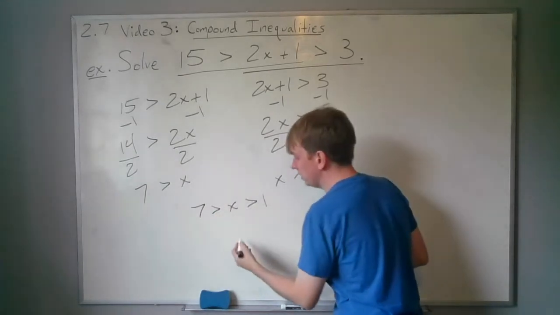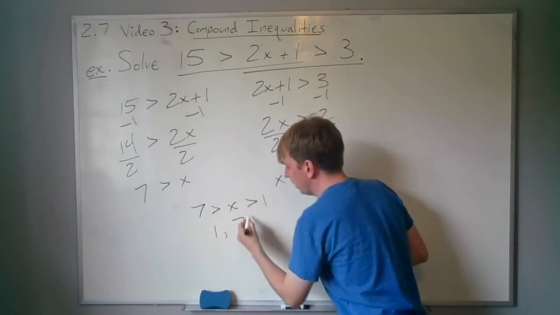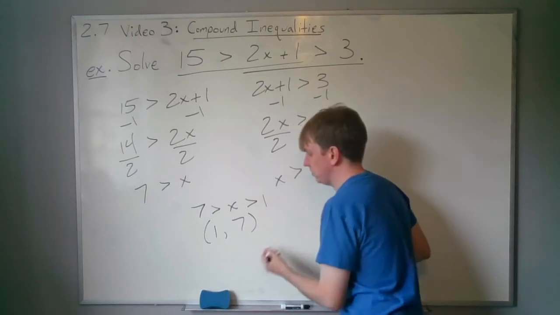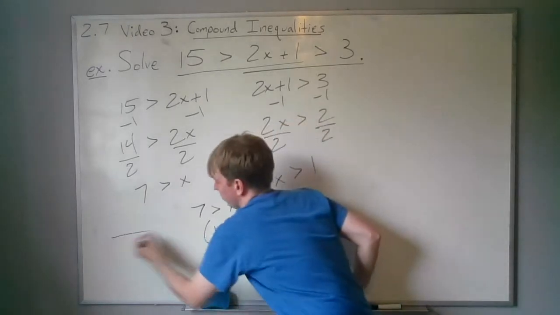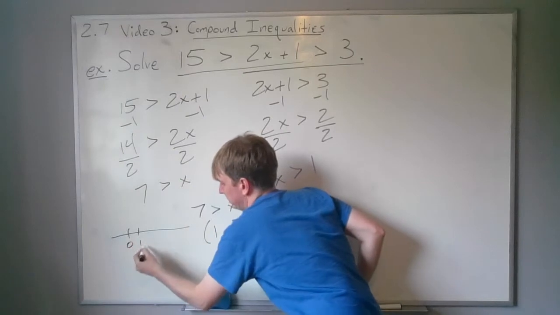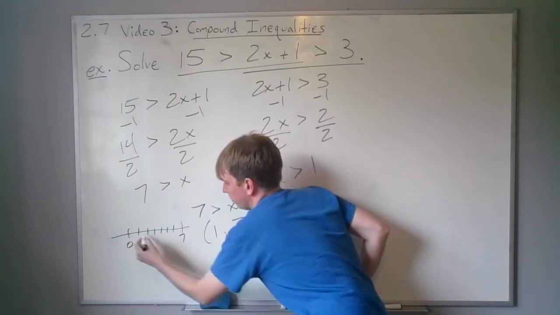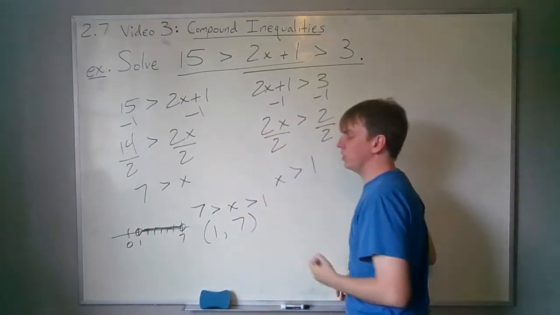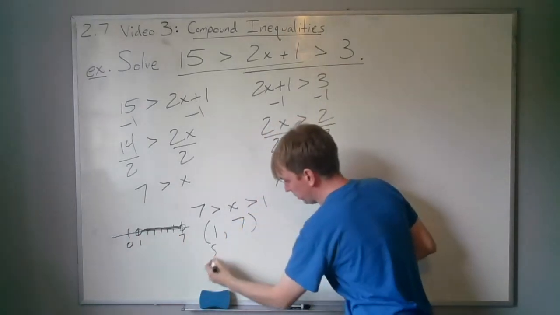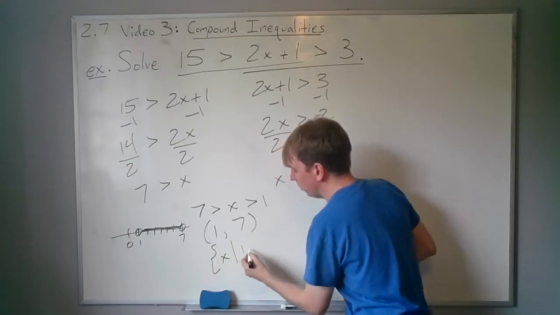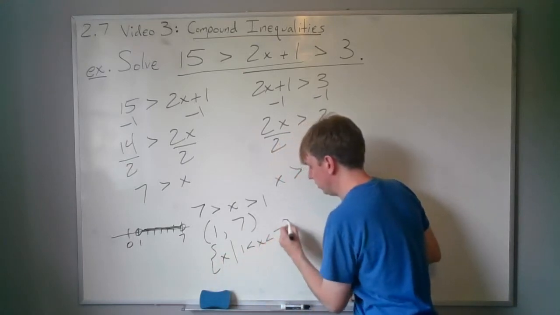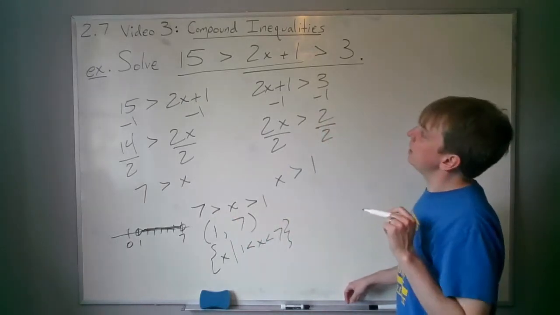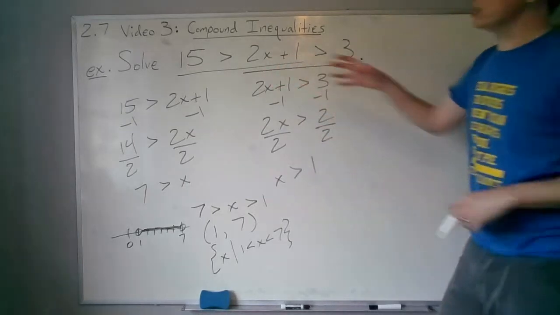Or in interval notation, this would be numbers between 1 and 7. Both parentheses because both are less than, and the 1's on the left because when I think about it on a number line, 1 would be on the left. Numbers between 1 and 7, 1 is the left endpoint, 7 is the right endpoint. In set builder notation, this would be x such that 1 is less than x is less than 7, or 7 is greater than x is greater than 1. Okay, that's one option. Split it up into two separate problems.